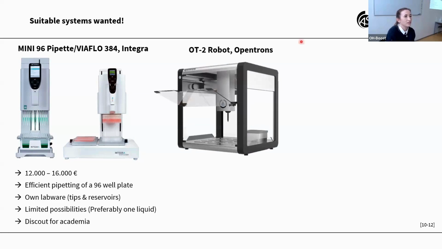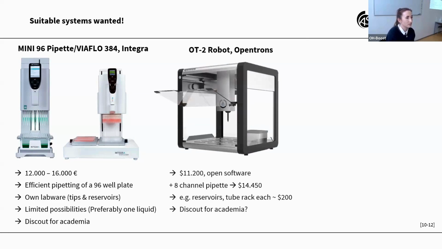Then we have here the OT2 Opentrons robot, which is a low-cost liquid handling station. Low cost because it starts at $11,000, but the price can quickly rise, because if you choose, for example, an 8-channel pipette, you are at $14,550, and if you choose some more reservoirs or tube racks, those are all additional costs that come up.